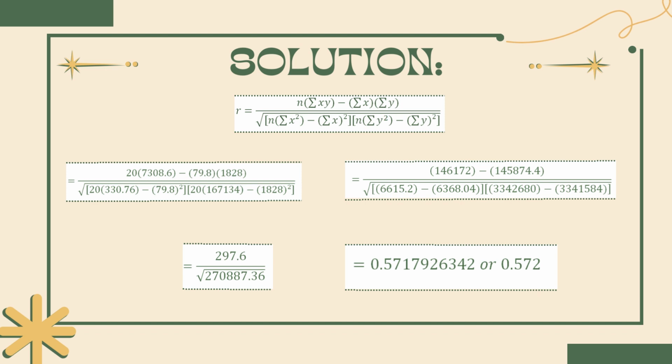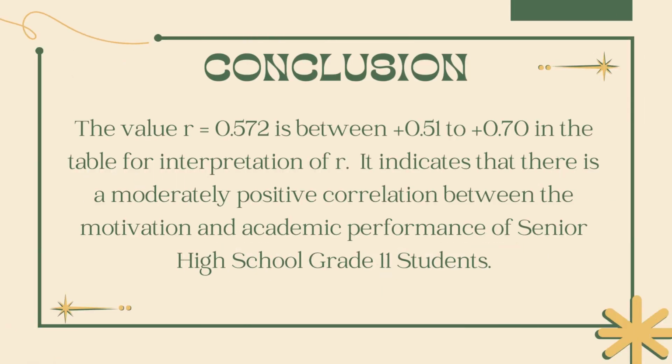Here is the solution. r equals n times the quantity summation of XY minus summation of X times summation of Y, over the square root of n times the quantity summation of X squared minus summation of X raised to 2, times the quantity n summation of Y squared minus summation of Y raised to 2. r equals 0.5717926342, or 0.572.